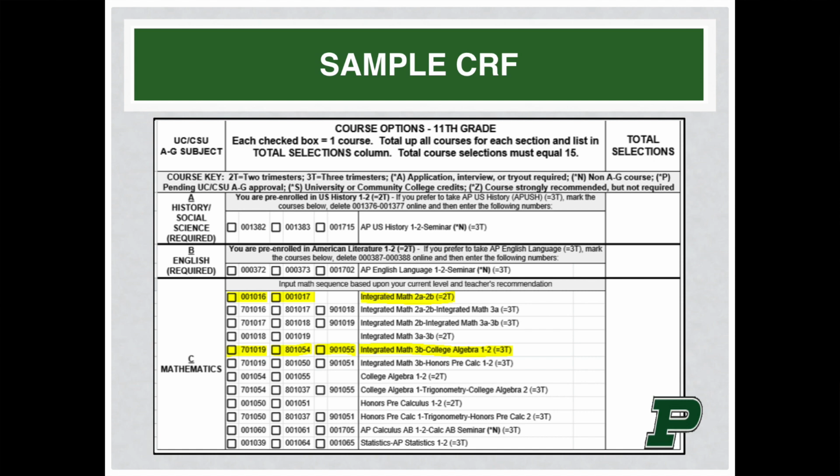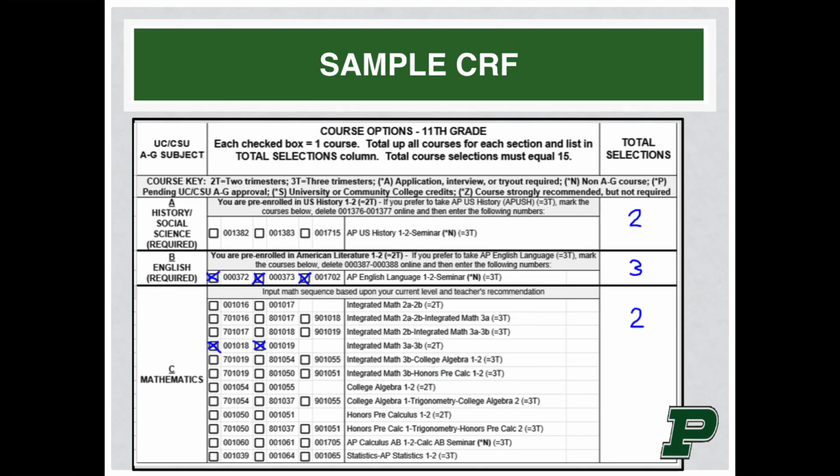Note in certain subject areas such as math, world language, etc., you have the option to choose a 2-trimester or 3-trimester course sequence. As shown on the example CRF, Integrated 2A, 2B is a 2-trimester sequence. Integrated 3B and College Algebra 1, 2 is a 3-trimester sequence. With those examples, note that 2 trimesters is equal to a year of a subject, while 3 trimesters is equal to a year and a half of a subject.